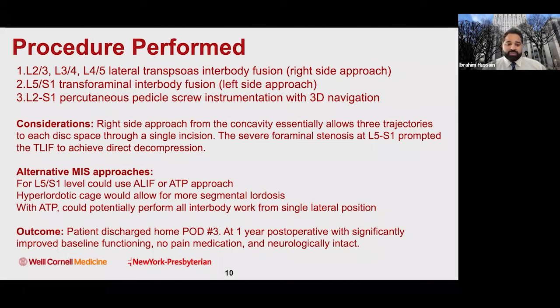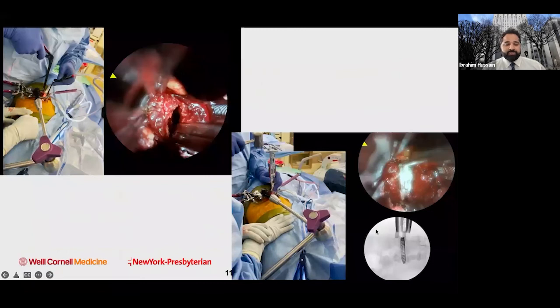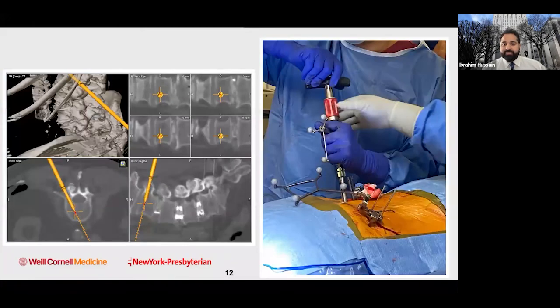Ultimately, with the approach that I did, the patient was discharged home on post-op day 3, and at 1 year post-op had improved baseline functioning and was off all medications. These are just some images from the case. Again, looking closely at the LLIF portion, looking down that camera, you can see the disc space being prepared, and then after the interbody cage has been implanted. These are just some images showing the 3D navigation of our percutaneous pedicle screw stabilization.